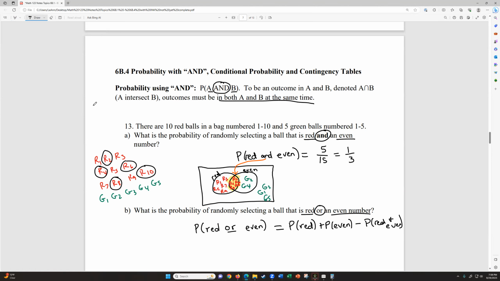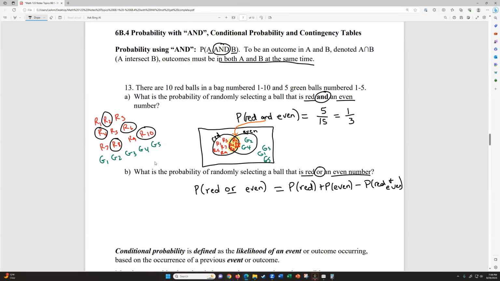Okay, so red and even. Red, there were 10 out of the 15 balls that were red. Even, well, there's 1, 2, 3, 4, 5, 6, 7. So there's 7 evens out of 15. And we said that we double counted 5 if we do it this way, because the 7 evens include those 5 reds that we already counted in this group.